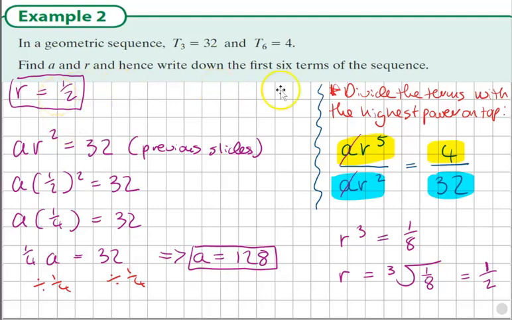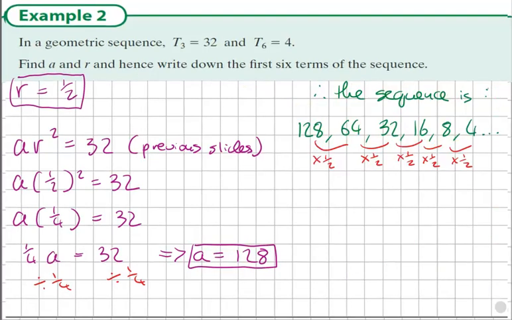So we're going to use that to work out the first 6 terms of the sequence. Hence is a really important word in maths, because it means using what you've just worked out to find the next part. So the sequence is 128, we're starting with 128 because that's a. And then we multiply that by a half, or you could say you divide by 2, to get 64. Then multiplying by a half again, you get 32. Multiplying by a half, you get 16. Then 8 and 4. So here we have the first 6 terms of the sequence using a and r to work them out.